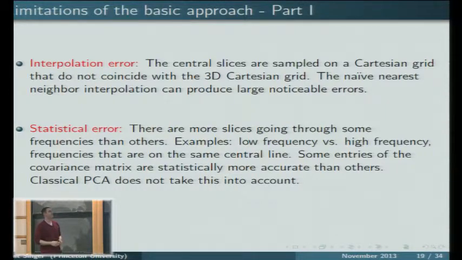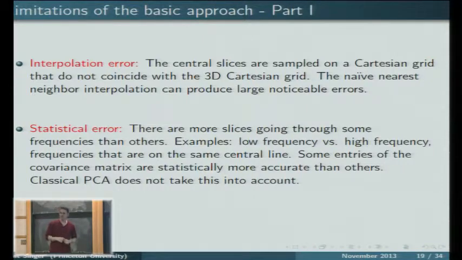We're also going to have statistical error. That is, if we try to estimate the covariance matrix in this way, then the number of planes that go through a pair of frequencies is not the same for every pair of frequencies. For example, if you take two frequencies that are on the same line, then we actually know that there are plenty of planes that go through the same line. It's the common line property. So such frequencies will be much more accurate. We can get much more accurate estimations compared to others.